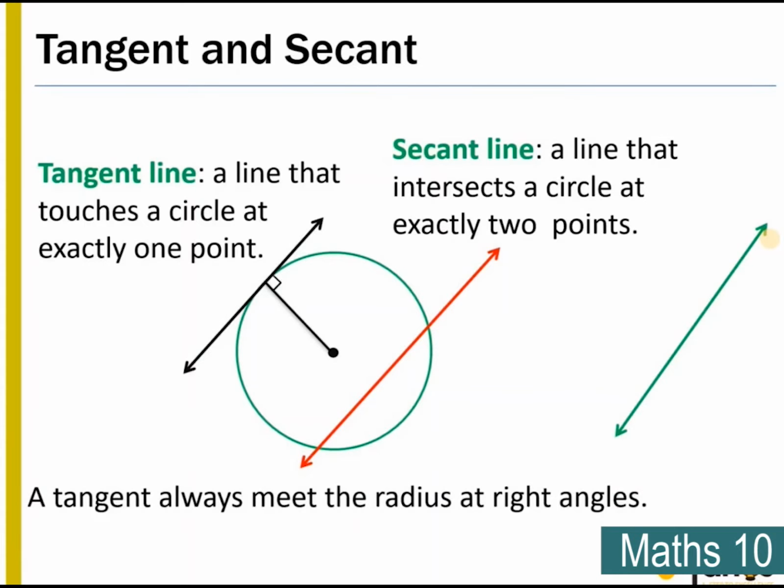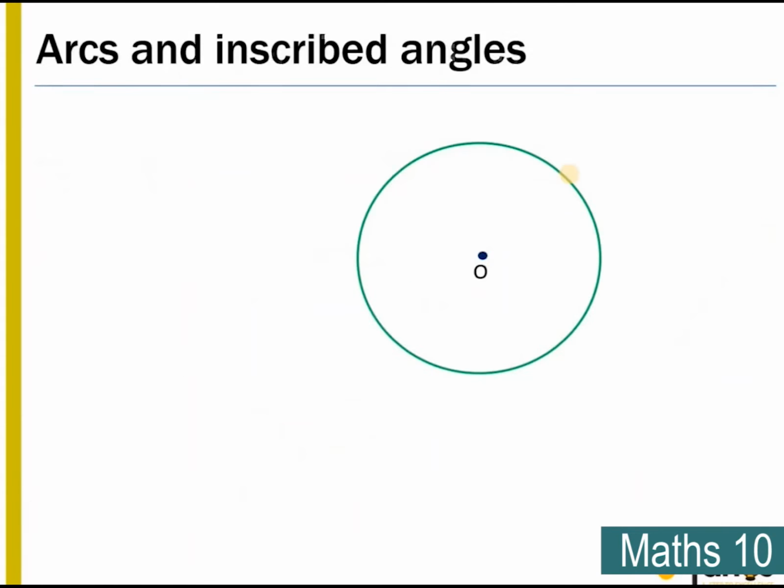A tangent always meets the radius at right angles. So if this is a tangent and this is a radius, then this angle is always 90 degrees. Arcs and inscribed angles.